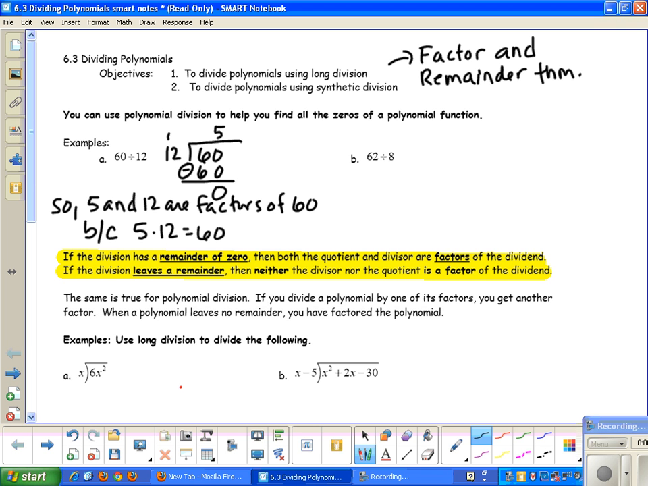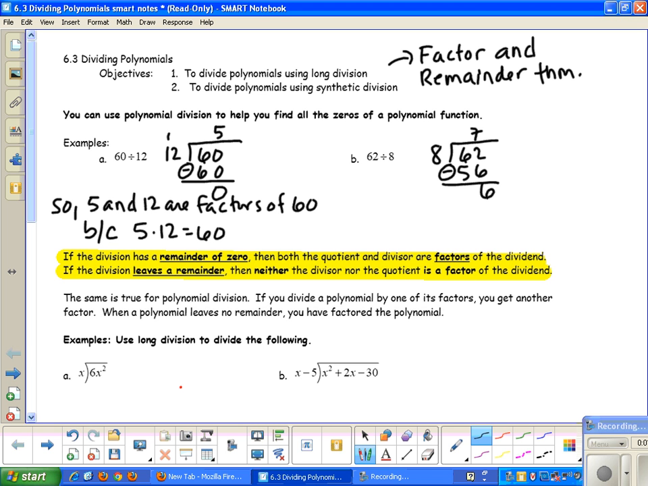So for the next one, same thing, we want to do 62 divided by 8. So I want to see how many times 8 goes into 62. Well, I know 8 times 7 is 56, and 8 times 8 would be 64, so it has to be 7, because 64 would be too much. So 56, and then subtract. So this gives me 6 for my remainder.